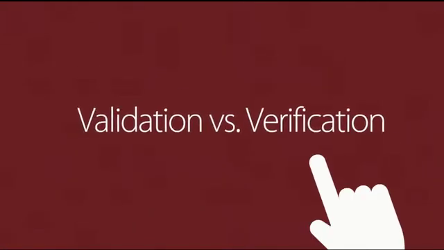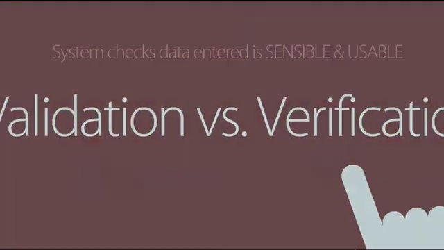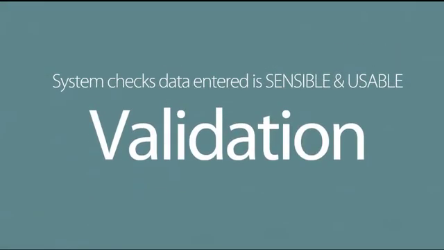What is the difference between validation and verification? Validation is where a computer system checks that data entered by the user is sensible and usable. The computer system will be programmed with a list of these checks that it can use to compare the data that the user is entering. If the user tries to enter something that does not match up with items on the validation checklist, the system will not accept the data.